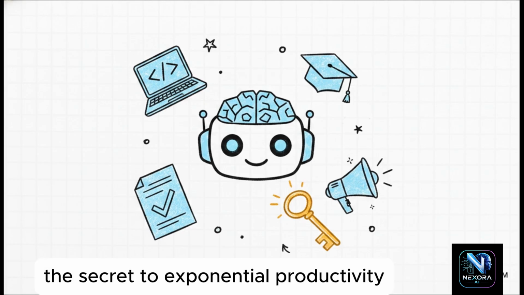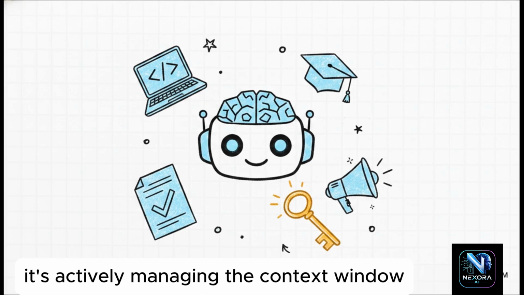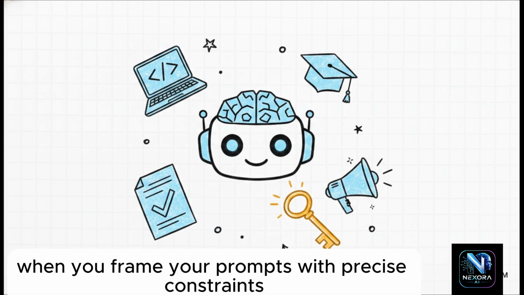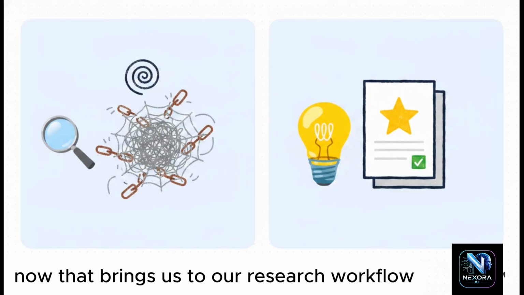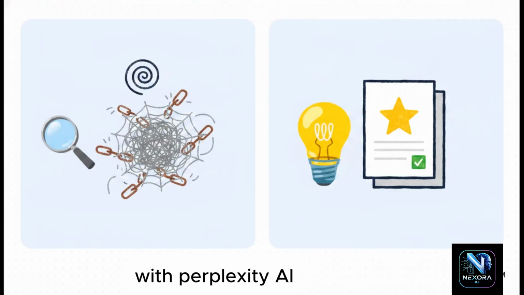The secret to exponential productivity isn't just asking a question, it's actively managing the context window. When you frame your prompts with precise constraints, you unlock an entirely new tier of logic and reasoning. Now, that brings us to our research workflow with Perplexity AI.